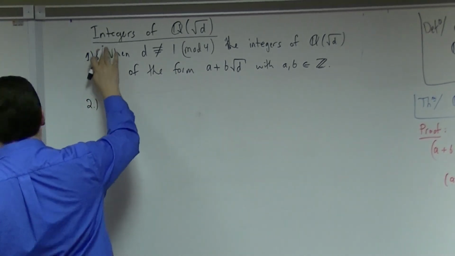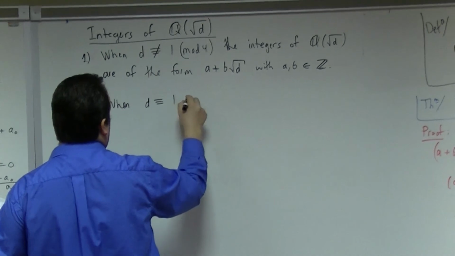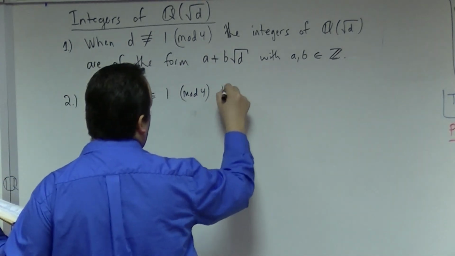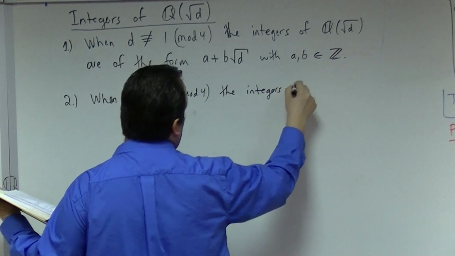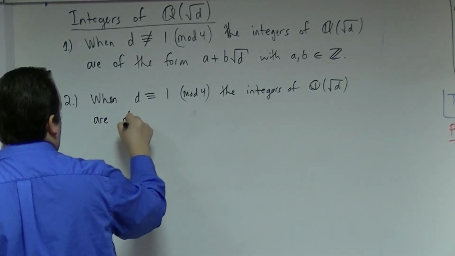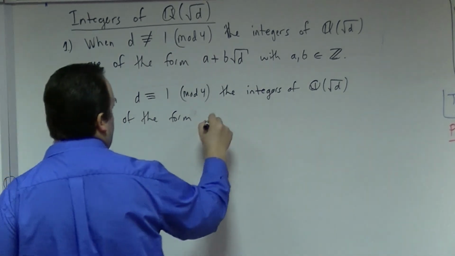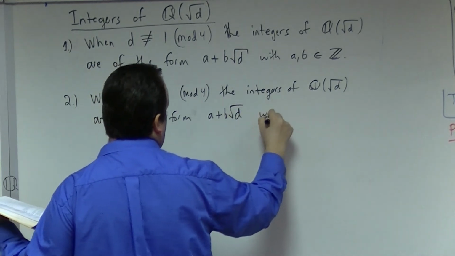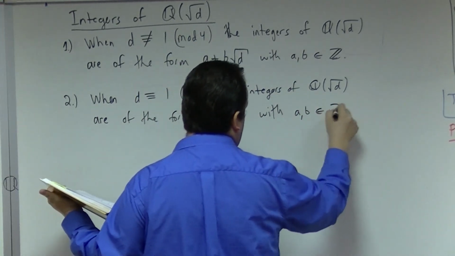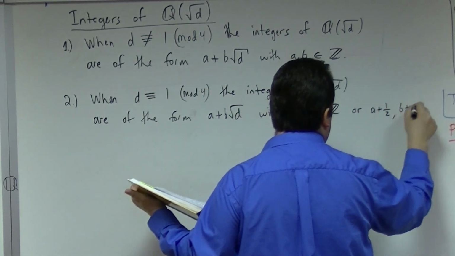Point number 2, he doesn't have these numbers, but these are the two cases. When d is congruent to 1 mod 4, the integers of the Q adjoin square root of d quadratic extension field are of the form a plus b root d, with, now here's the kicker, a, b in Z, or a plus a half, b plus a half in Z.